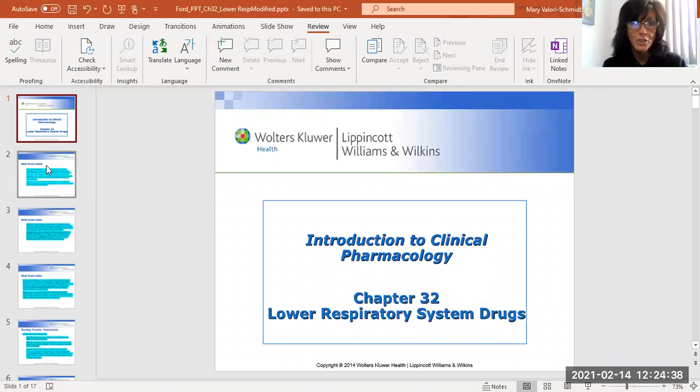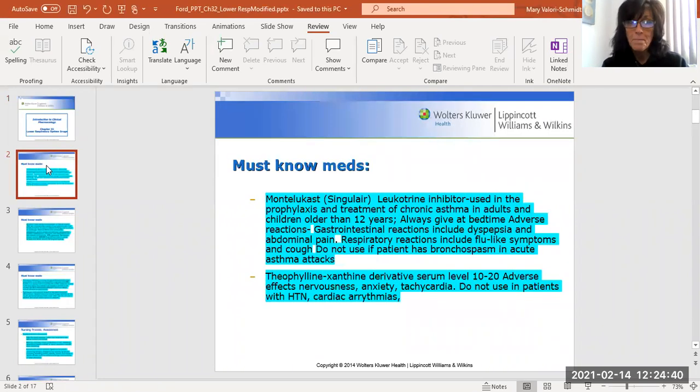So the first couple pages, as I typically do, I'm telling you what meds you need to know. The first one is montelukast, also known as Singulair. That's the trade name. It's a leukotriene inhibitor. It's used in prevention and treatment of chronic asthma for adults and kids older than 12. Remember with this one, you give it at bedtime. It's always given at bedtime, okay?